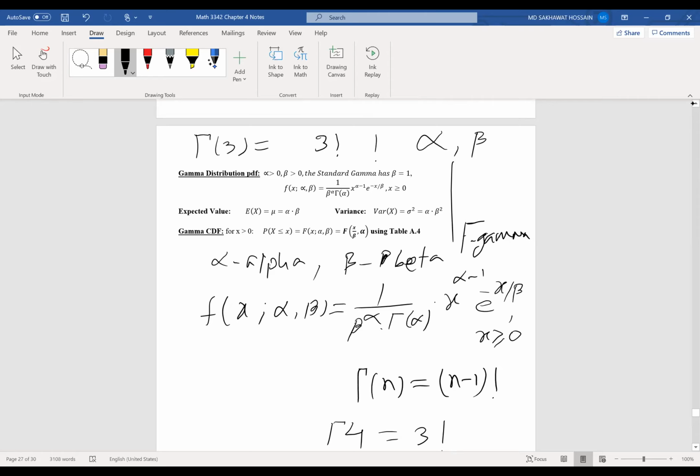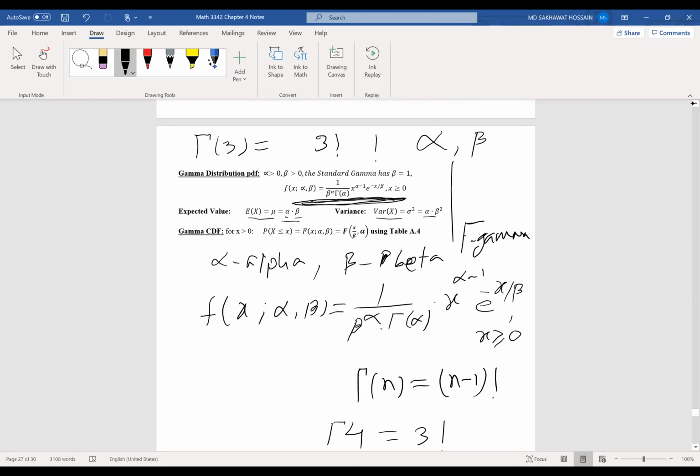The expected value of the gamma distribution is the multiplication of the two parameters. That means the mean is alpha times beta. If the gamma distribution is defined with this PDF, then the expected value of x is alpha times beta. And the variance, sigma square, is alpha times beta square.